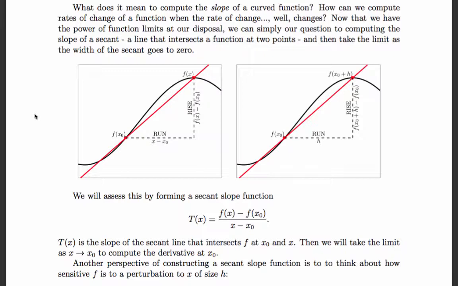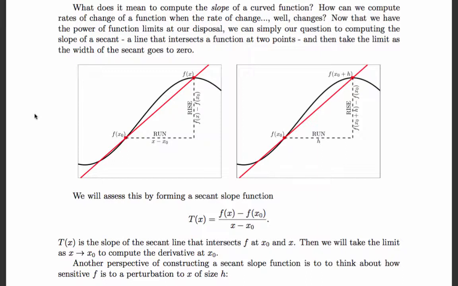So here we have two pictures, and you might look at those two pictures and think, well, they look exactly the same. And that's because they are, but they're two different perspectives. On the left, we have a secant that passes through a function f at 2 points, x0 and x. We take the ratio of rise over run, that is the slope of the secant line, and then we take the limit as x approaches x0.